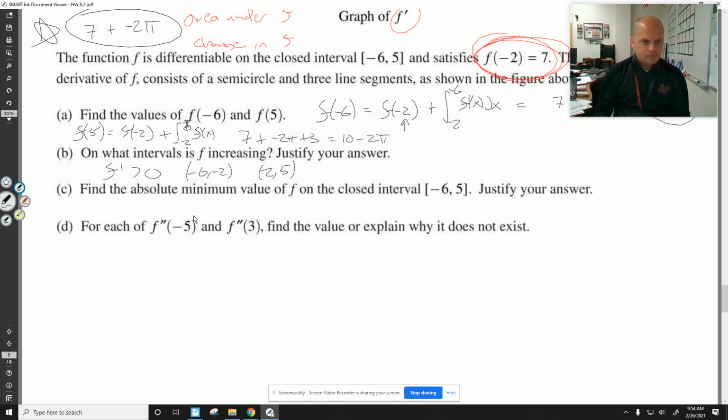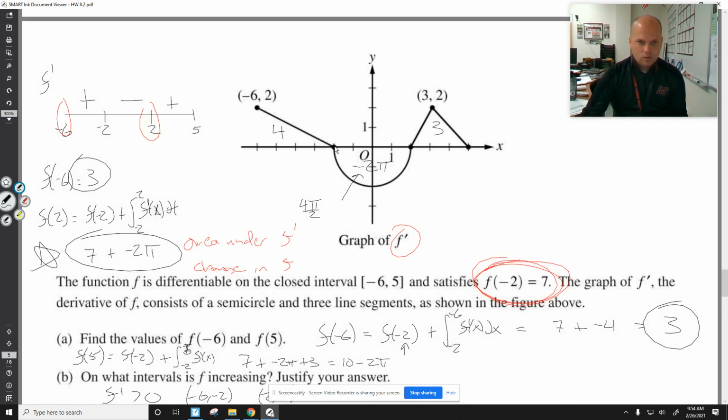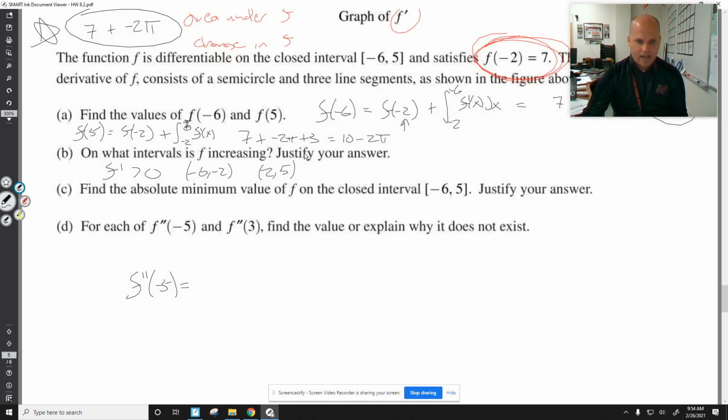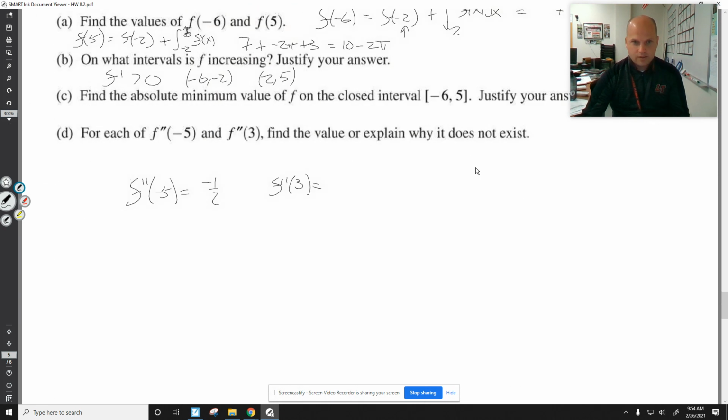Whatever's up to you. F double prime of -5 will equal the slope of F prime at -5. The slope of F prime is down 2 over 1, 2, 3, 4. So it's -1/2. It's no big deal. Then F double prime of 3 is the slope of the tangent to F at 3, 1, 2, 3. Sharp point, undefined, does not exist. They want does not exist. Does not exist, it's a sharp point.